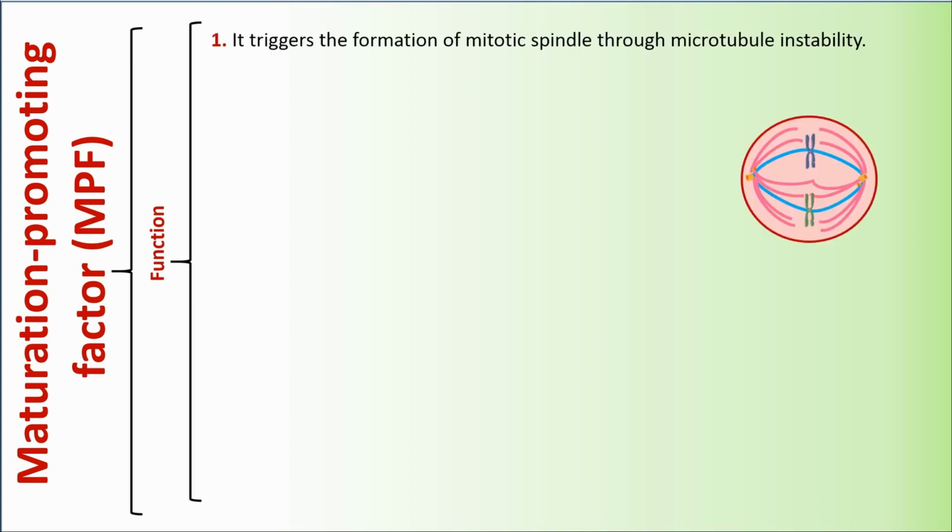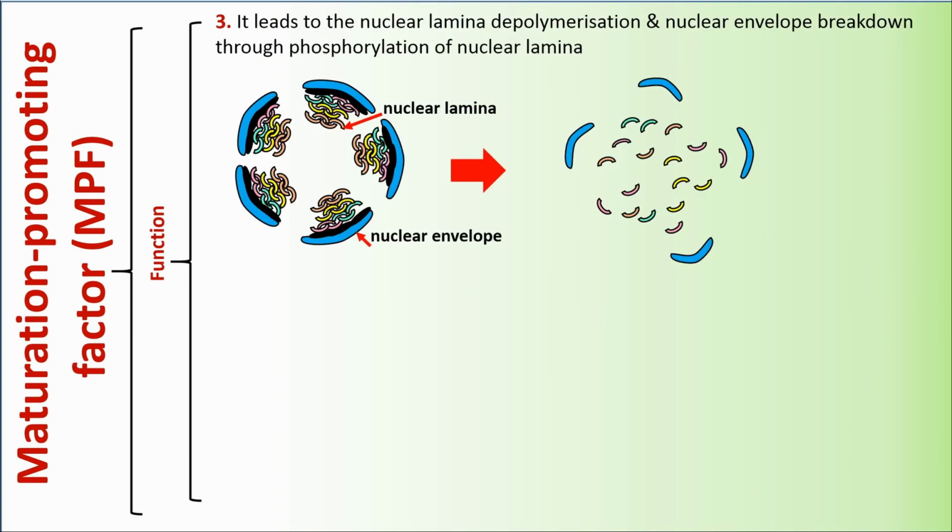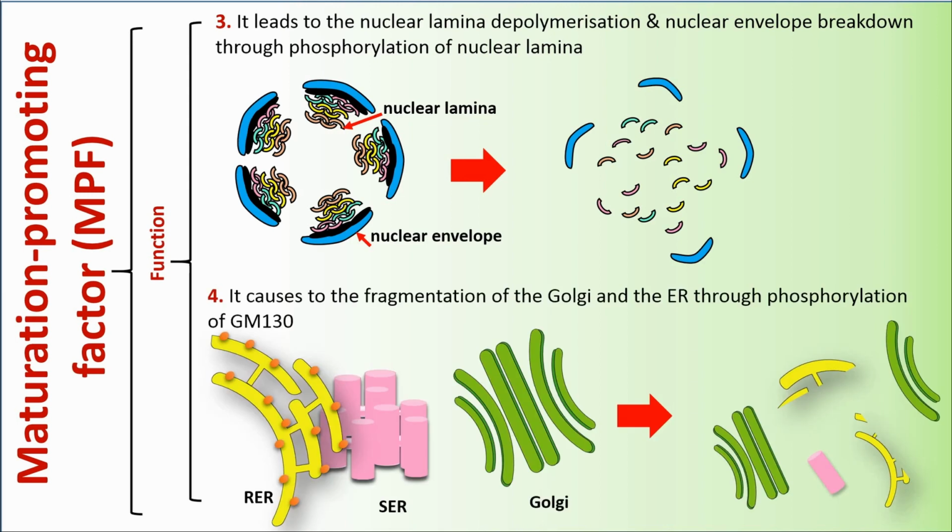MPF function. Number 1. It triggers the formation of mitotic spindle through microtubules instability. Number 2. It promotes chromosome condensation through phosphorylation of condensins and histone H1. Number 3. It leads to the nuclear lamina depolymerization and nuclear envelope breakdown through phosphorylation of nuclear lamina. And number 4. It causes the fragmentation of the Golgi and the ER through phosphorylation of GM130.